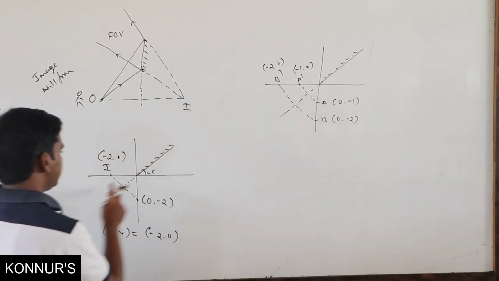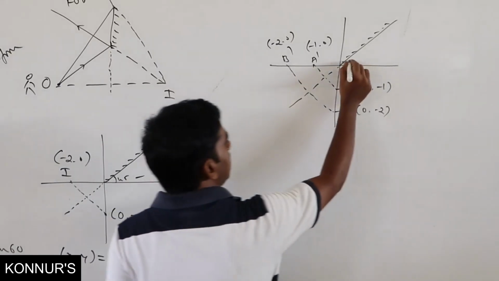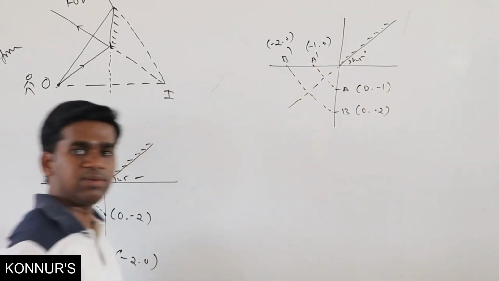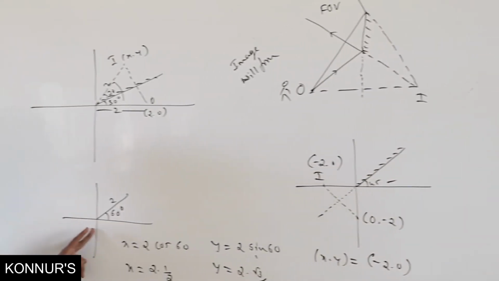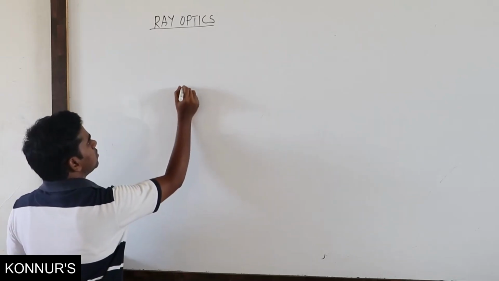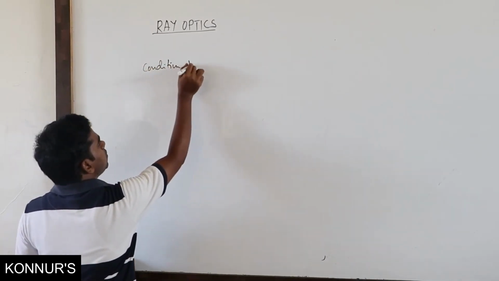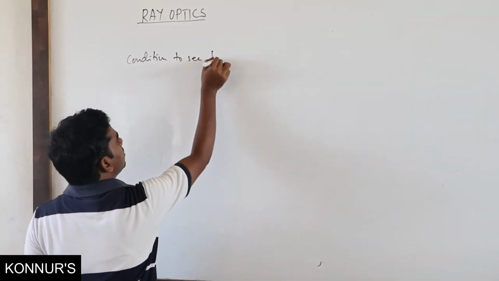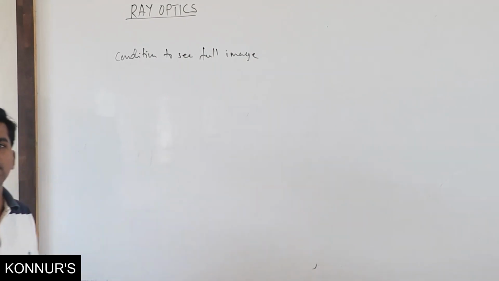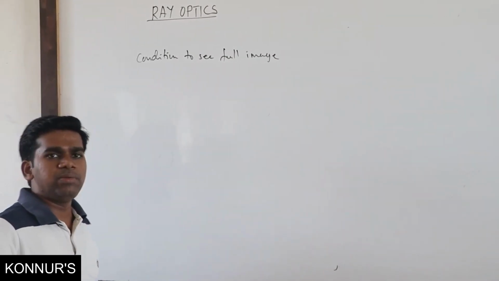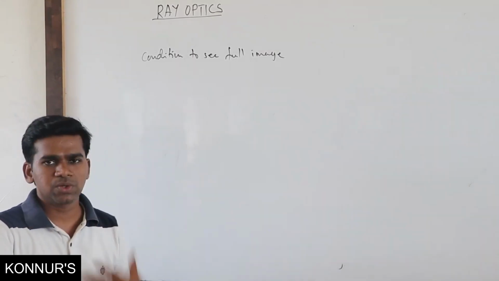Remember, these things will come on the axis if and only if the angle is 45. Otherwise it won't come on the axis, and in that case we have to go with this technique. Okay, that is about the plane mirror. Now what will be the conditions to see the full image? Suppose you are 160 centimeters tall. Then what will be the length of the mirror to see your full image, or at what distance do you have to stand?